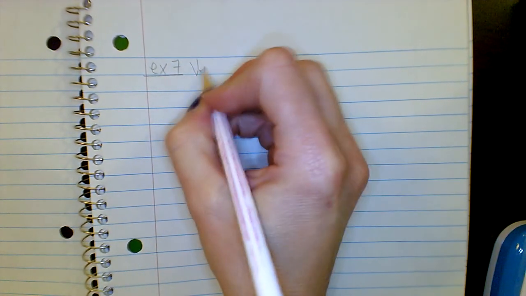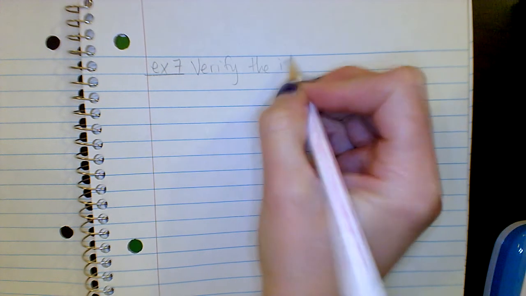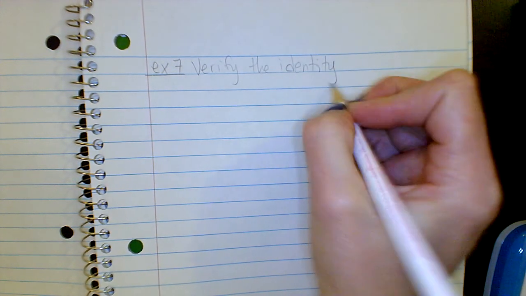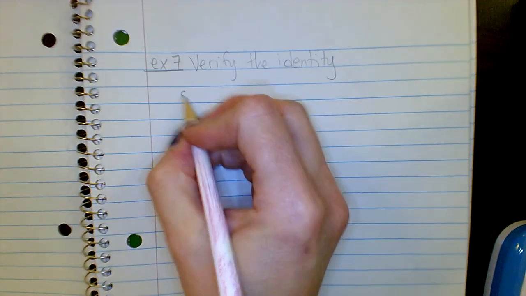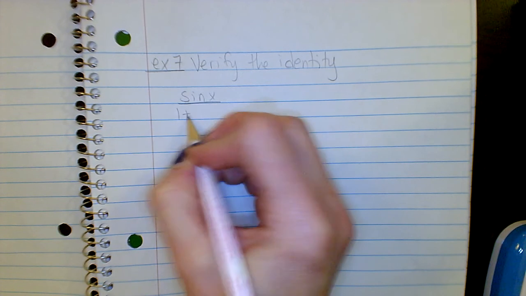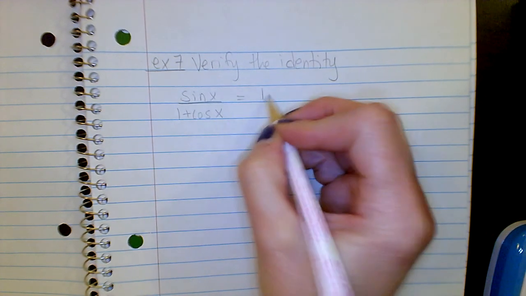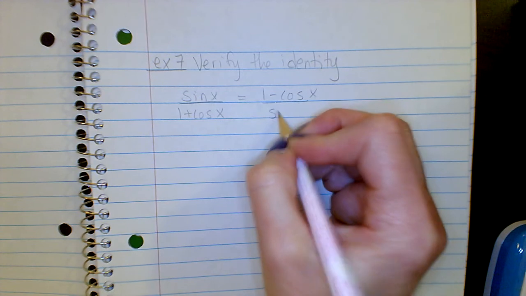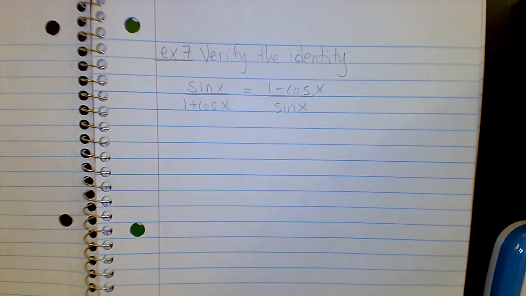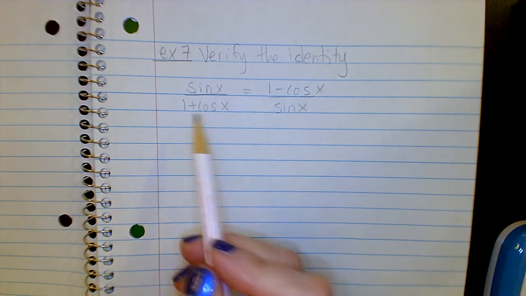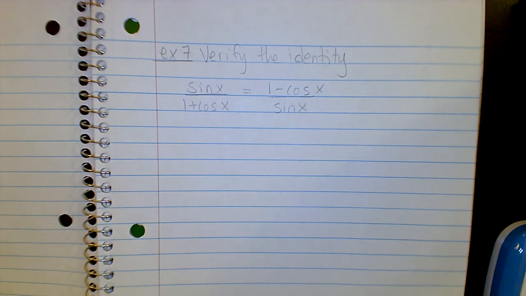Okay, last example. I know this is a long video because this is a lot of stuff to do. So last one for this part, and there's going to be more in the next part of the video. So we're going to verify the identity of sine x over 1 plus cosine x equals 1 minus cosine x over sine x. Now you know what I like about this one? It's not obvious which side is messier. When you're looking at that and you're like, okay, let's start with the more complicated side.